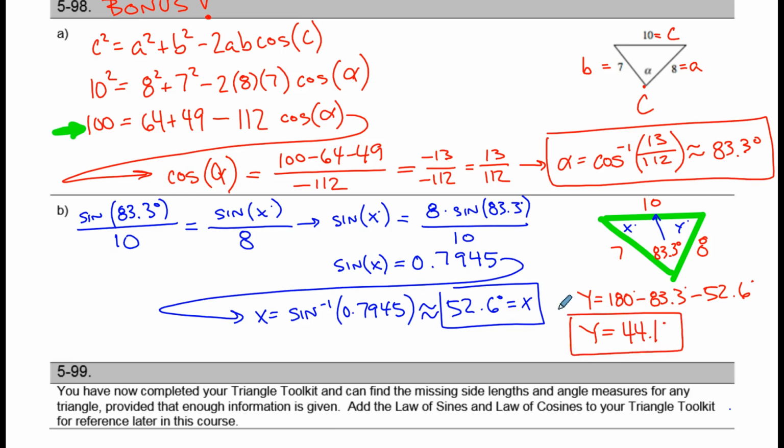There you have it, folks. Just solve for the other two angles in that triangle. One in the upper left-hand corner is 52.6. Upper right-hand corner is 44.1. There are multiple different strategies you could have used to find one of those angles. That was just the strategy I chose.